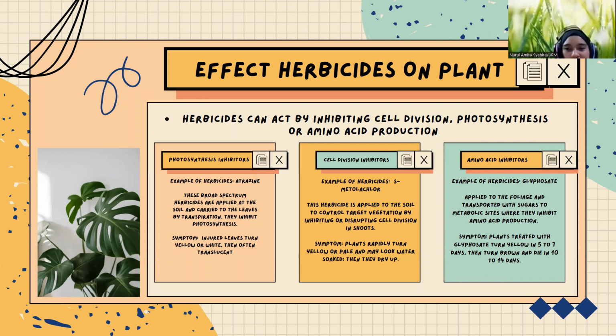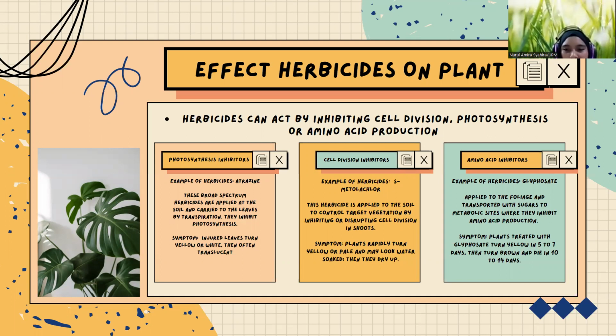Second is cell division inhibitors, for example metolachlor. These herbicides are applied to the soil to control target vegetation before emergence by inhibiting root growth. If exceeded, the plants rapidly turn yellow or pale and may look water soaked. Then they dry up.